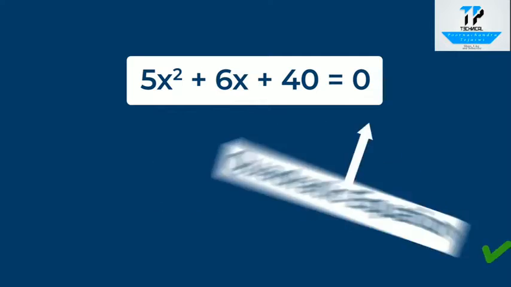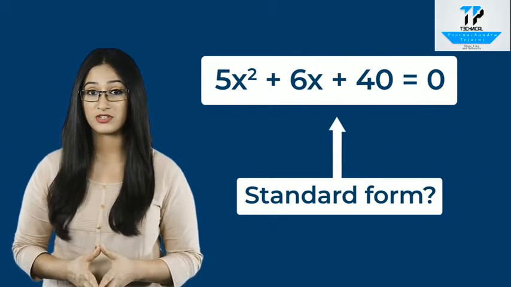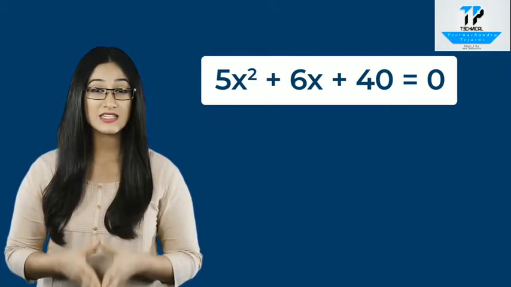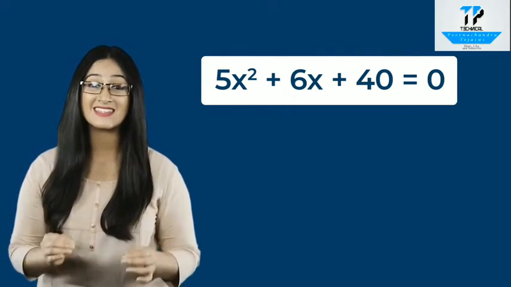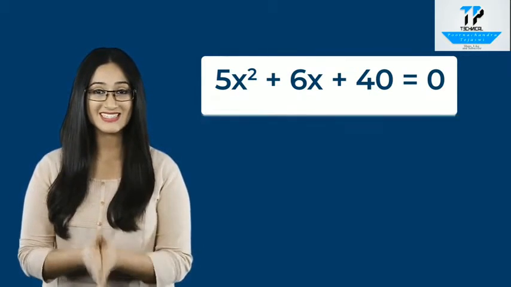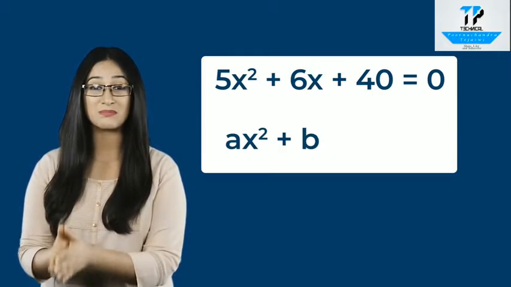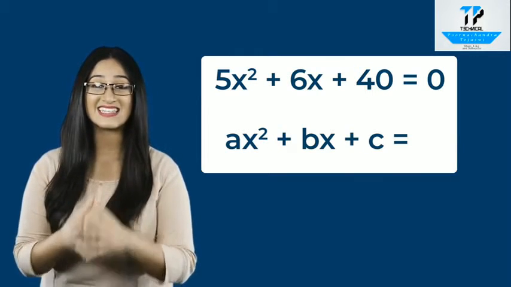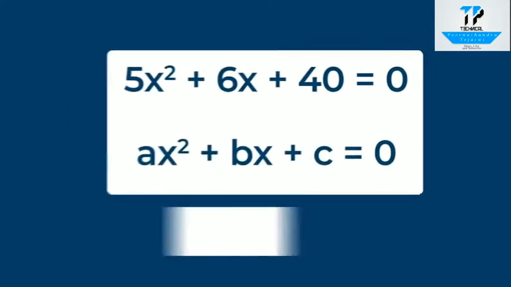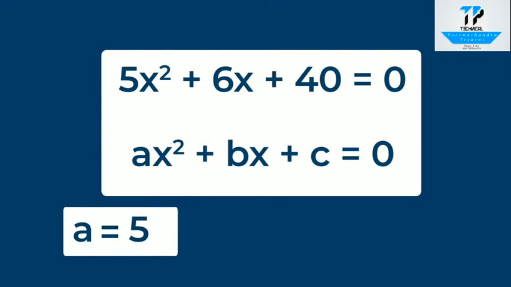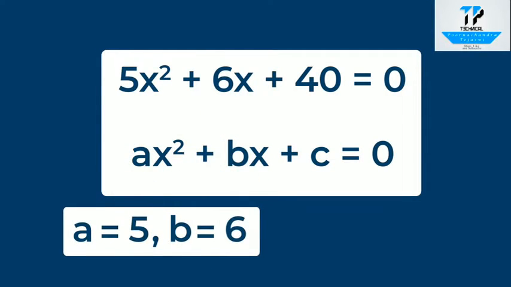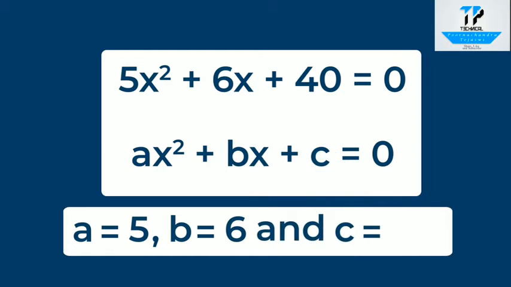If we think about the standard form of a quadratic equation, we'll realize that this equation is already in the standard form, which is ax squared plus bx plus c is equal to 0. Here, a is equal to 5, b is equal to 6, and c is equal to 40. This was a simple and straightforward example of a quadratic equation.